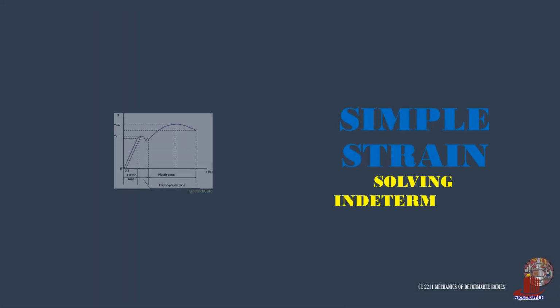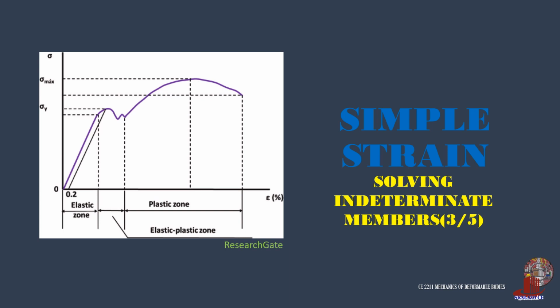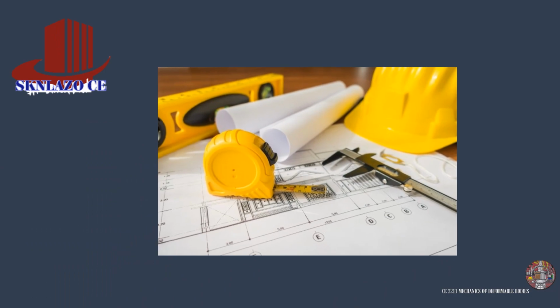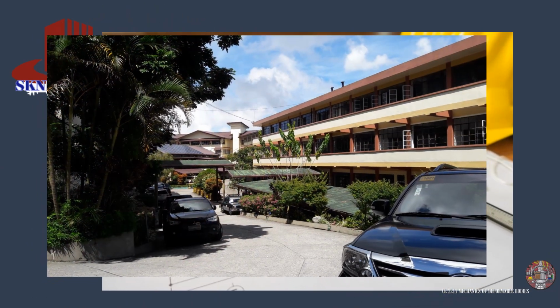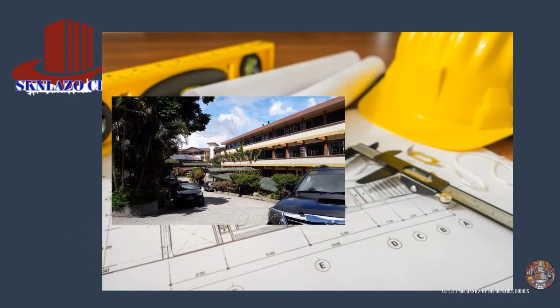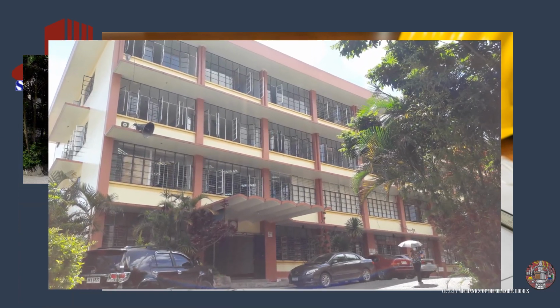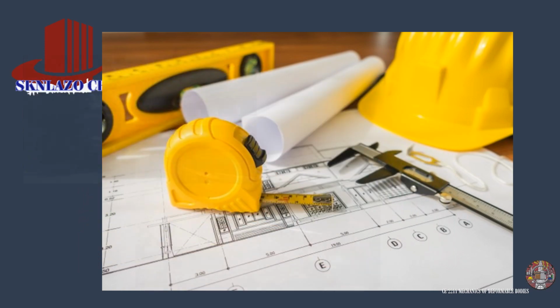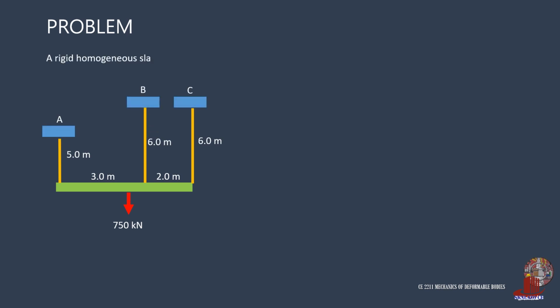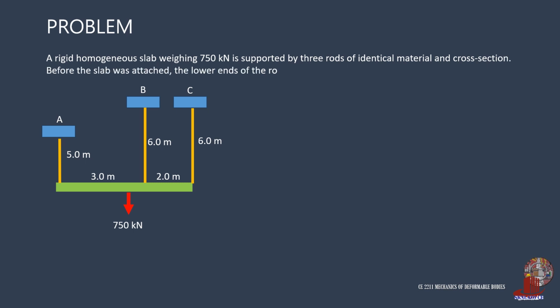Solving indeterminate members requires more analysis than blindly following a procedure. Check how this next system is solved here in Mechanics of Deformable Bodies. A homogeneous slab weighing 750 kilonewtons is supported by 3 rods which have similar material and similar cross-section.